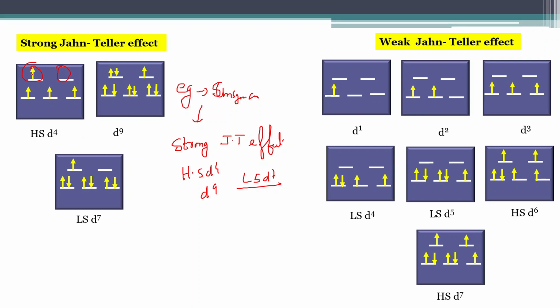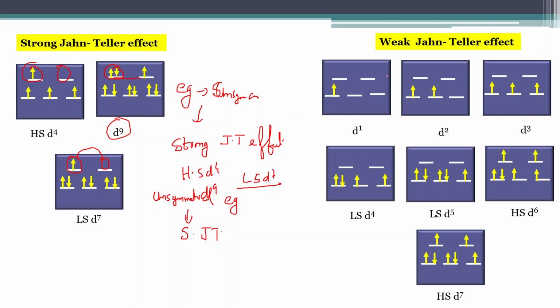You can see that here the T2G is symmetrically arranged, but the EG is unsymmetrically arranged. There's only one electron and one vacancy. Here we can see in D9 configuration, there is a paired electron here, there is an unpaired electron here. So we can say EG is unsymmetrically arranged. And in low spin D7 configuration, it is an electron in the EG, a vacancy in EG. That is unsymmetrically arranged EG. So unsymmetrical EG is showing strong Jahn-Teller.